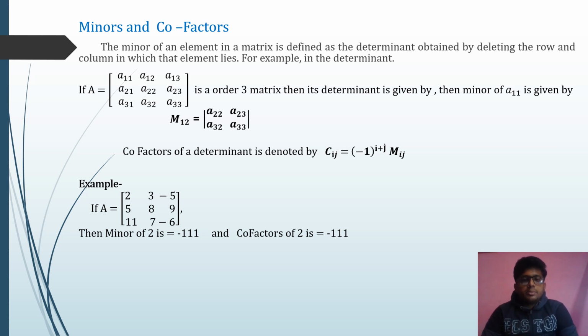And the cofactor of 2 is similar to its minor, because it is our first element. So minus 1 to the power 1 plus 1, so the term should be 1, and 1 into minus 111 is minus 111.